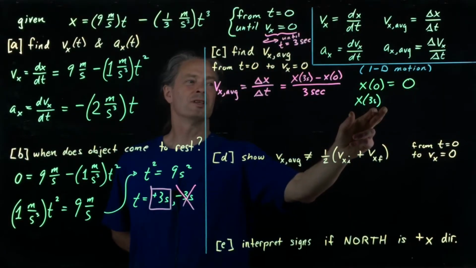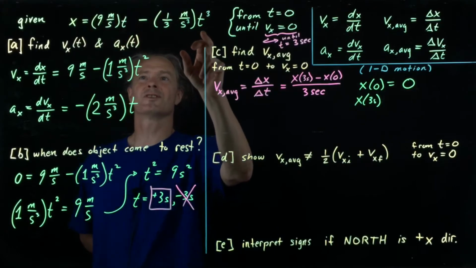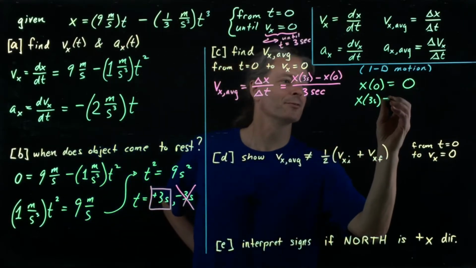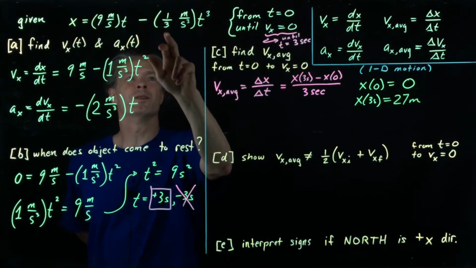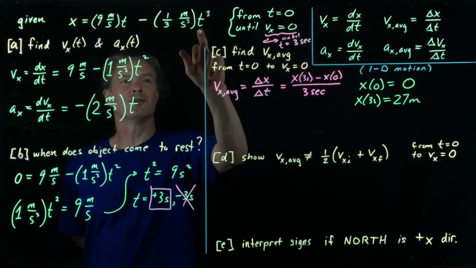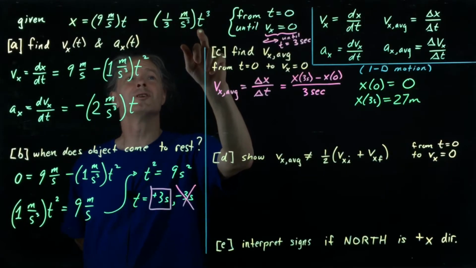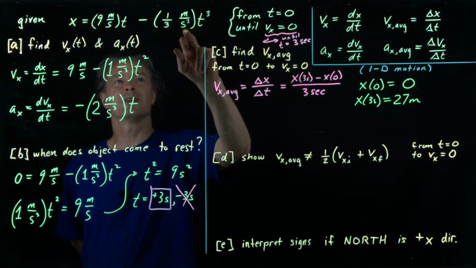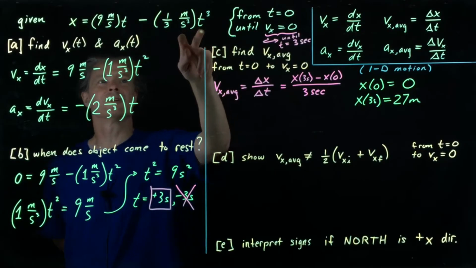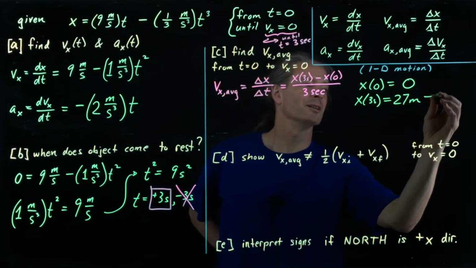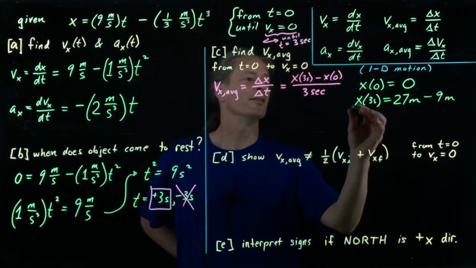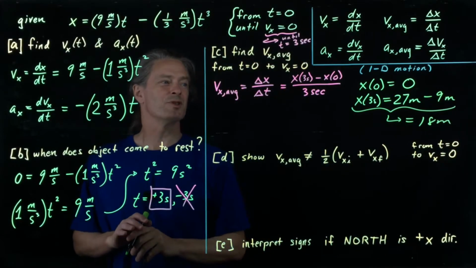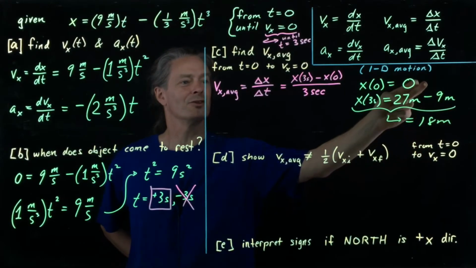Now let's get the position at time 3 seconds. To get the position at t equals 3 seconds, we'll plug in 3 seconds for each of these times. 9 meters per second times 3 seconds will give us 27 meters. Then I'll have minus 1/3, and this time will be cubed, so I'll have 3 seconds cubed. That'll give me 27 seconds cubed. The seconds cubed divided by seconds cubed will cancel, and then 27 divided by 3 is 9. So I'll be left with minus 9 meters. And then this will give me 18 meters. So our change in position will be 18 meters minus 0 meters, or 18 meters.